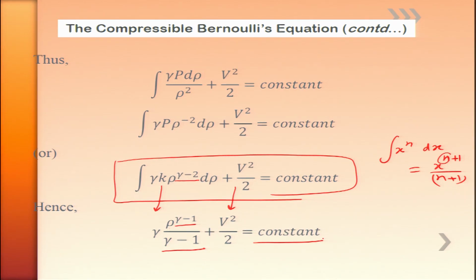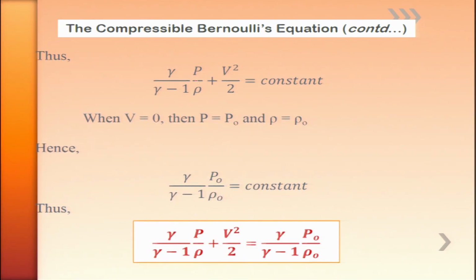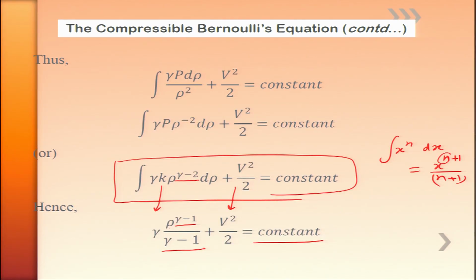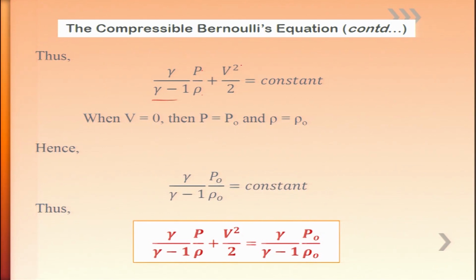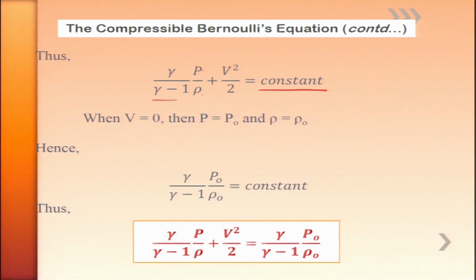And further, what we see is that gamma upon gamma minus 1, P by rho to the power gamma minus 1, used again with P by rho to the power gamma equal to constant, I can write down this term: gamma upon gamma minus 1 P by rho plus V square by 2 is equal to constant.